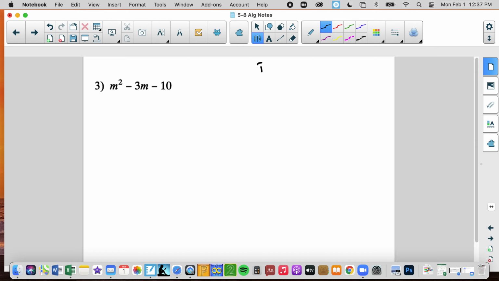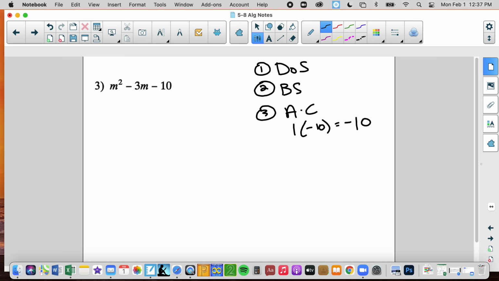All right, so the answer to this, it is not the difference of squares because there are 3 terms. It's not a binomial square because the second term is negative. So I'm going to use the A times C technique. A is 1, C is negative 10. 1 times negative 10 is negative 10. Factors of negative 10 are 1 and 10, 2 and 5. I look here to find if the signs are different.